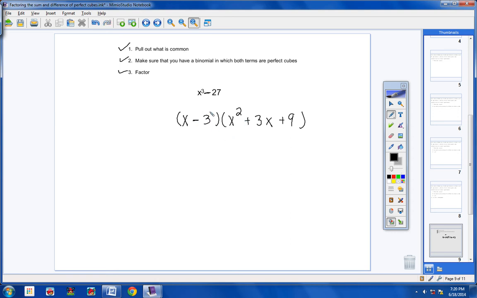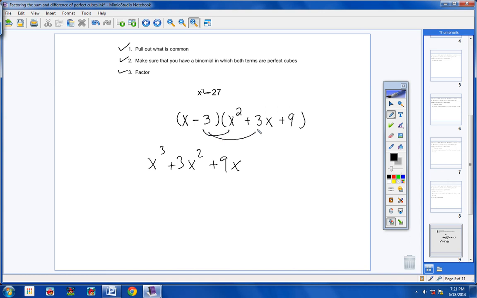And by the way, if I were to take this binomial here and multiply it by this trinomial here, I would get this. I'm going to do it for you really fast. I'm going to take this x and multiply it through times all three terms. X times x squared is x cubed. X times 3x is 3x squared. X times 9 is 9x.